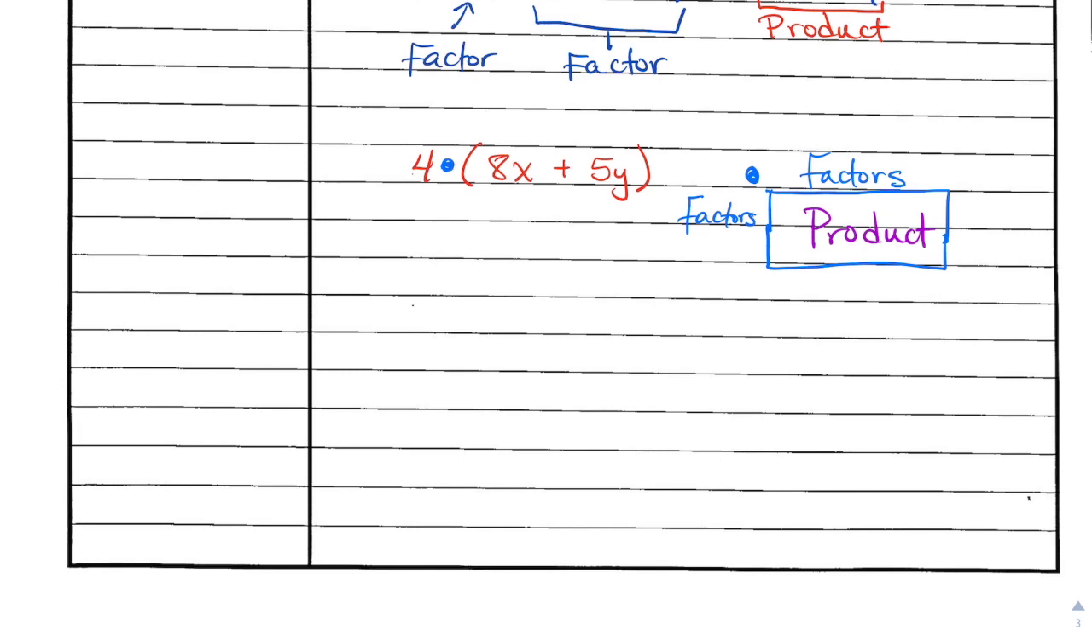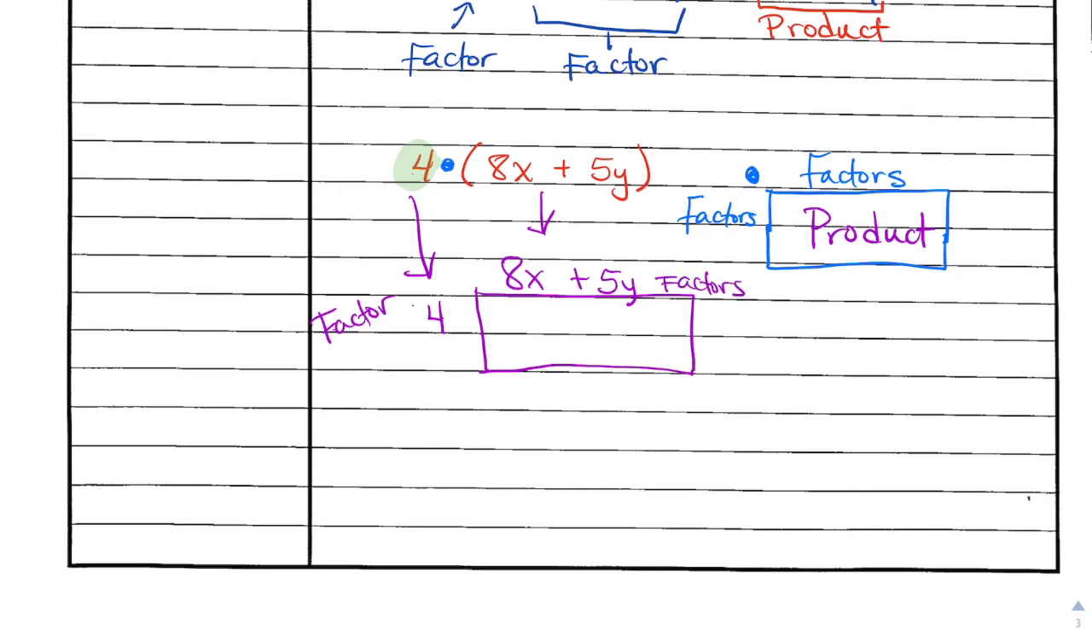So let's just set up a simple problem. We're going to use our example up here to set up a box. Well, we have one factor out front, the 4. So that's going to go right here. And then I'm going to draw my box. And I'm going to set up, so this is my first factor, right? And then I'm going to bring my other factors down. So my 8x and my positive 5y, these are my other factors.